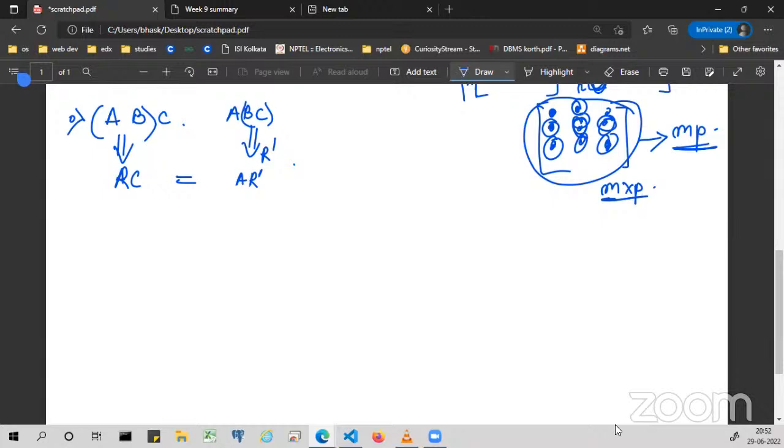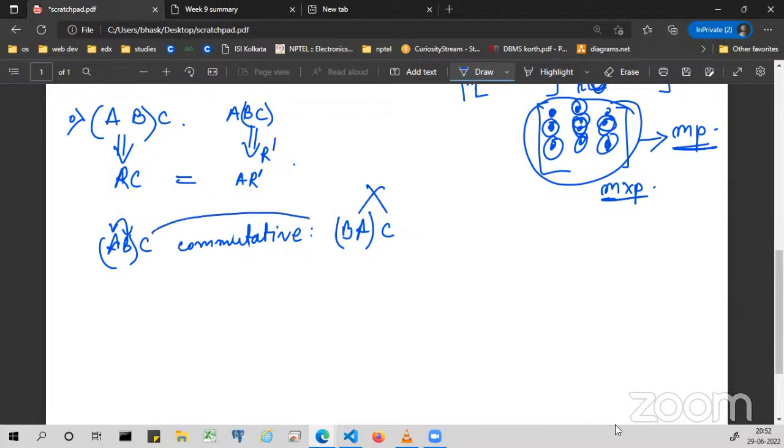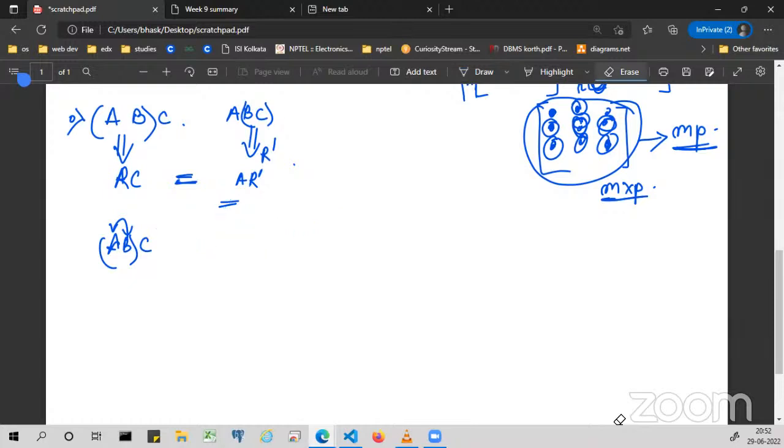But what is commutative? Commutative means I can swap. So if I do ABC, the commutative property means I can also do BAC, that is, I'm swapping between these two. That is not equal. That is not correct. So in matrix multiplication, these two are not equal, these two are not equal, but these two are equal. So matrices are associative while considering multiplication, but they are not commutative.